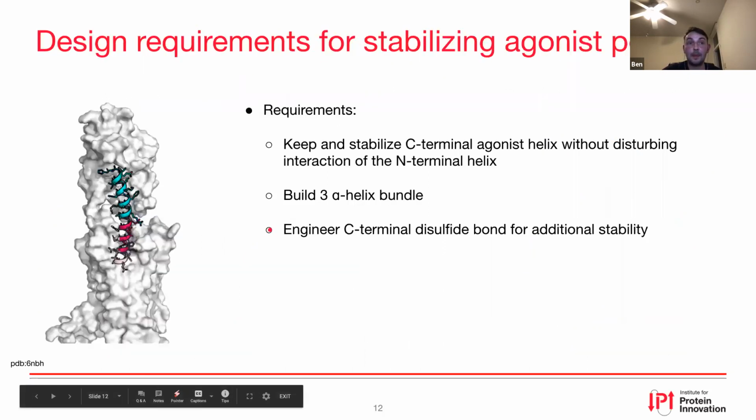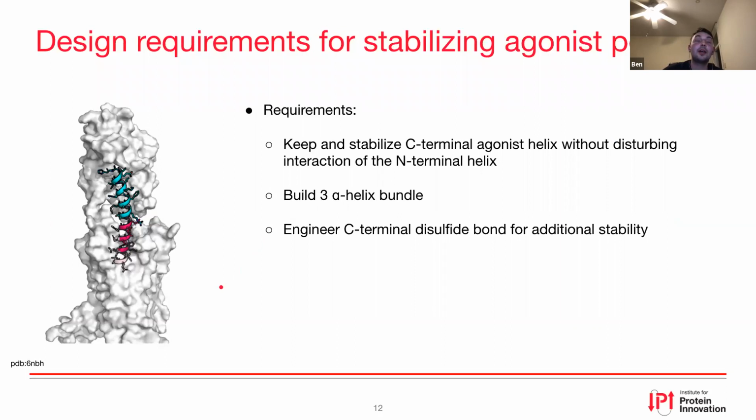So we want to do our design as a requirement-driven design approach. And so the requirements we set for these designs are that we want to have a 3-helix bundle, and this 3-helix bundle should include this C-terminal helix part and stabilize it in a binding competent conformation without interfering with the N-terminal agonist part. And after we have achieved this, we also want to integrate a C-terminal disulfide bond to make it a stable miniprotein.